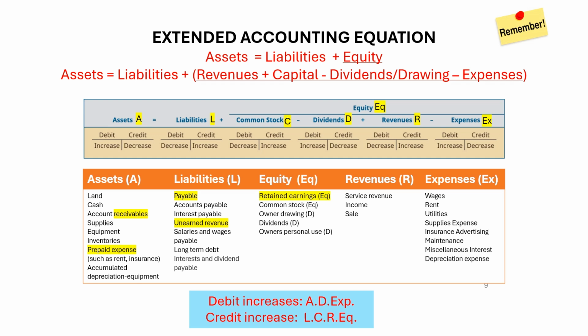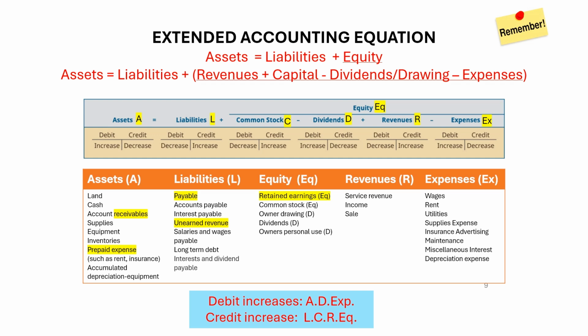The extended version incorporates revenue, expenses, capital, and dividends or drawings, making it more detailed. It follows the formula: assets equals liabilities plus revenues plus capital minus dividends or drawings minus expenses. The extended equation helps track financial health, including profits and withdrawals. Assets and expenses follow debit rules, while liabilities, equity, and revenues follow credit rules.